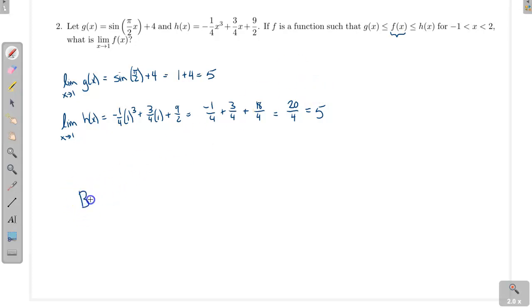So by the squeeze theorem, f is in the middle of these two that are both 5. So the limit as x approaches 1 of f of x also has to be 5. Right? But to get full credit for this problem, I have to see you evaluate the limits of the bounding functions and say by the squeeze theorem you're getting the same value.